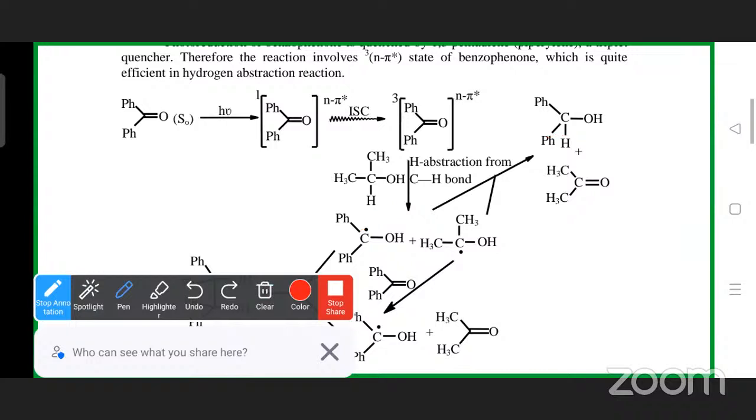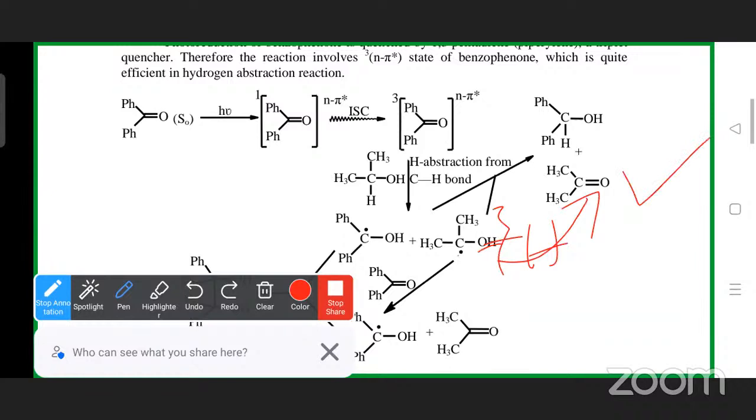So after abstraction of this one, this OH bond also undergoes homolytic cleavage here. And this radical and this radical combine, and it forms this, sorry, not this one, here. So this bond also undergoes homolytic cleavage, and the radicals combine, and it forms the acetone here.